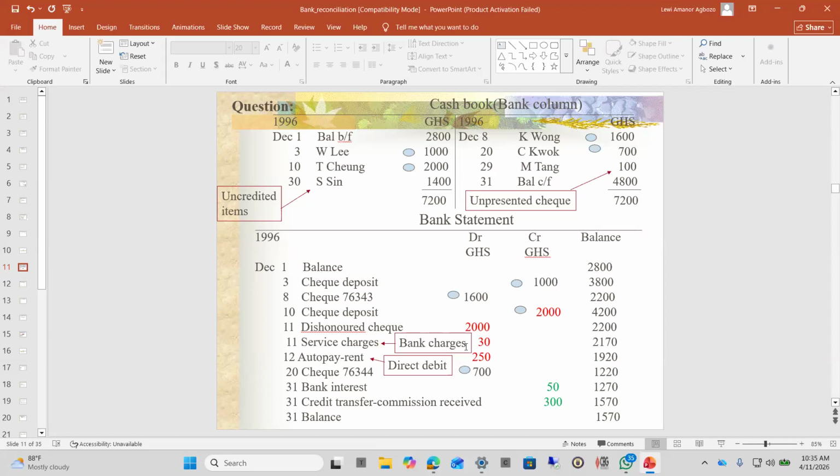Please, can you come again? I'm saying that on the 11th, we saw in our bank statement that the bank has charged us bank charges of 30 cedis. But that charge, we didn't know, so we have not charged ourselves in our cash book. What do we do if we want to adjust the cash book balance? What should we do? Is the question clear now?